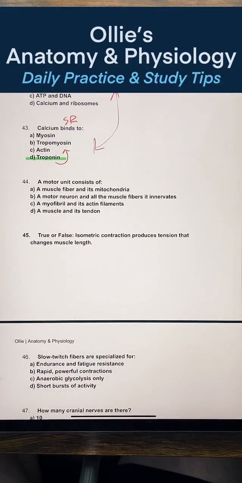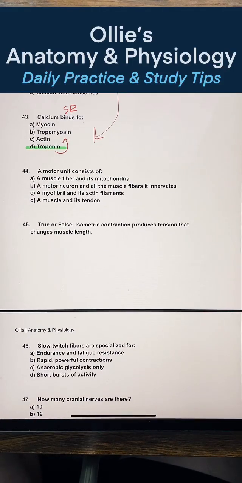Number 44, a motor unit consists of what? A, B, C, or D?